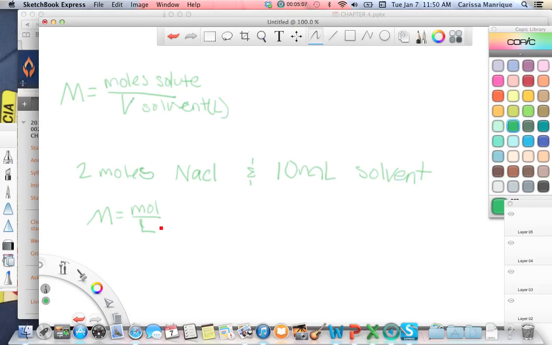The first thing I need to look at are my units. Are my units fine? My moles of solute, which is my salt, is in the correct unit. It says I need to be in moles, so that's good. So for molarity, I have 2 moles. And I want my solvent, which we'll say is water, to be in liters. Well, it's in milliliters, so I need to convert that first before I can put it in there. So let's do it up here. We have 10 milliliters.